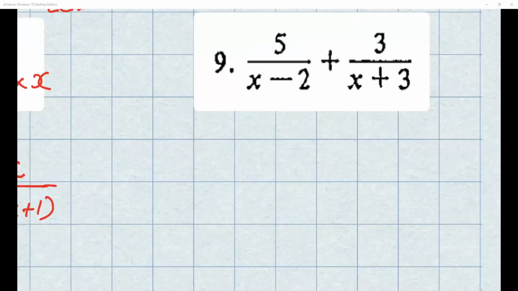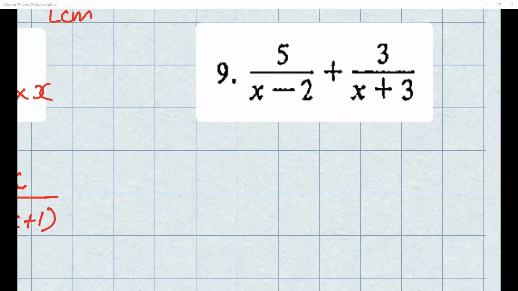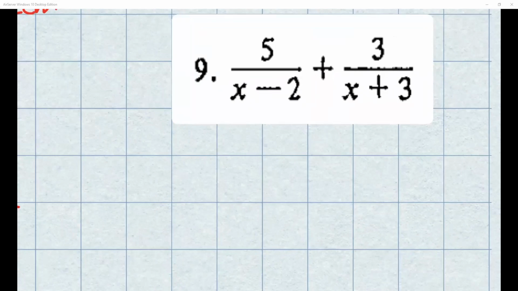Right, I need a tiger for the next question. Salih, oh my God, so Salih wants to be that tiger. Okay, Salih's going to do question number 9 first.